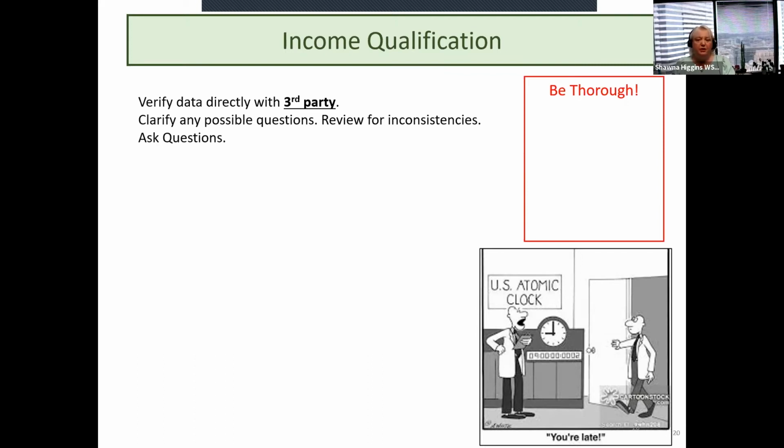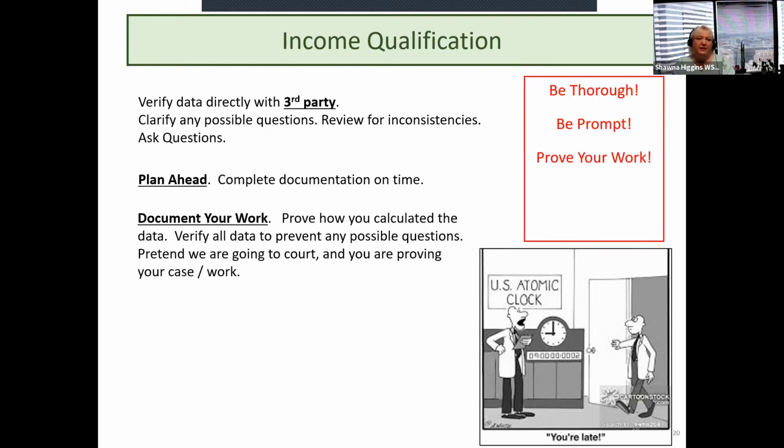When the employment verification comes back, if there are any empty areas, please clarify all of that. So you're going to want to plan ahead. You've got 120 days before this documentation is due. So please start early. You want to complete the documentation on time. You want to document your work. You want to prove how you calculated the data.